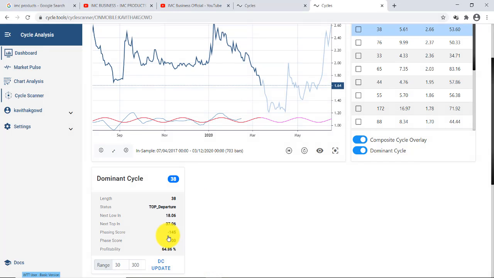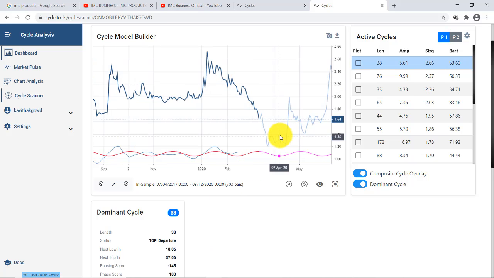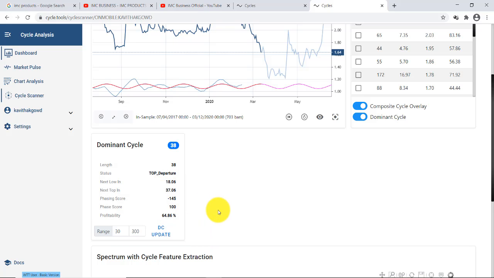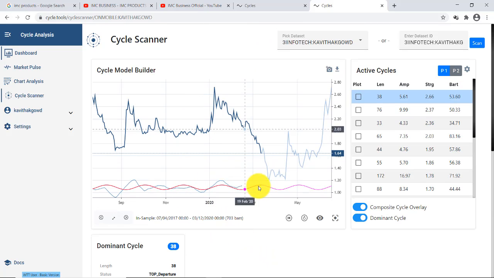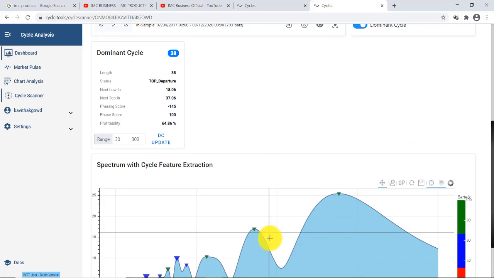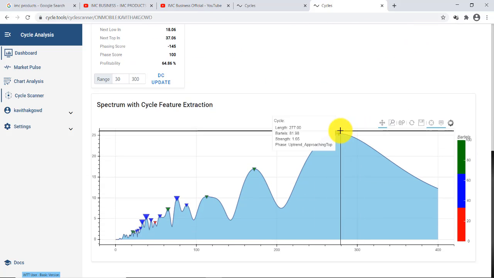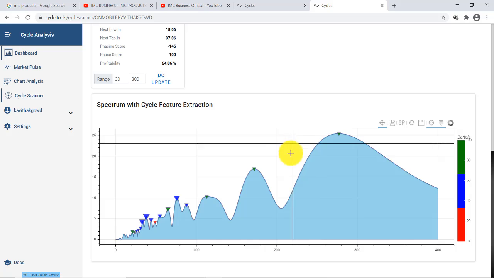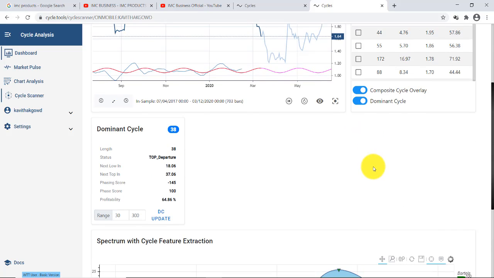Here it is given the phasing score is 145, but I suspect this is wrong, this is an error in coding, because this is the combination of both long term and short term cycle, that is the dynamic cycle, which ranges in between 30 to 300 days, and these are the cycle values, and you see these values are very sharp. That means the cycles are very much accurate.